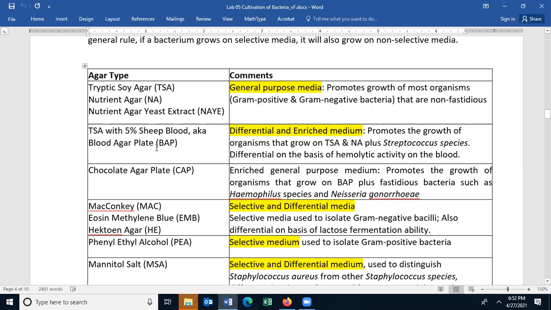With blood agar, they allow the agar to cool, and then they add the blood while the agar is cooled, but before the agar solidifies. Okay? Any question about that? The important part is those are two enriched general purpose media. And blood agar is also a differential media. Let's move on.